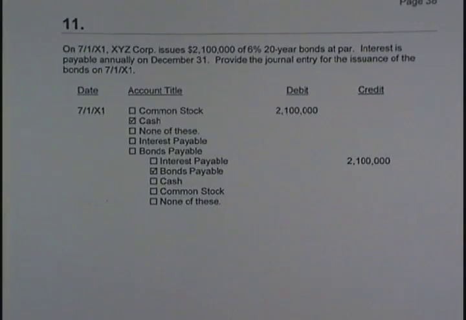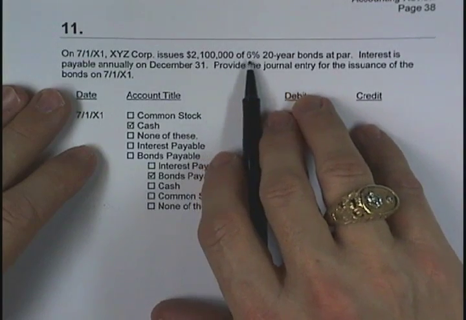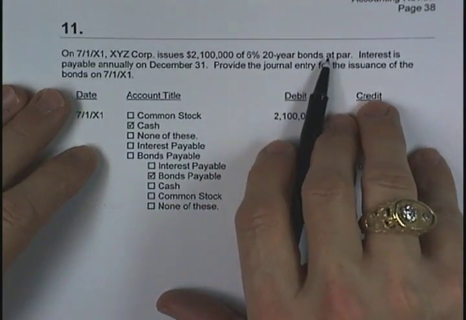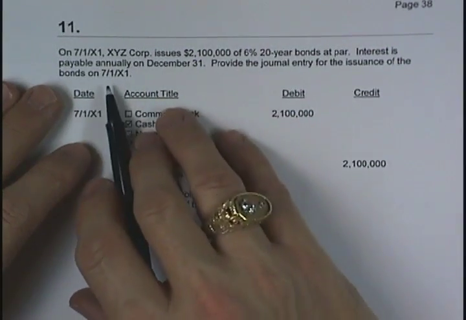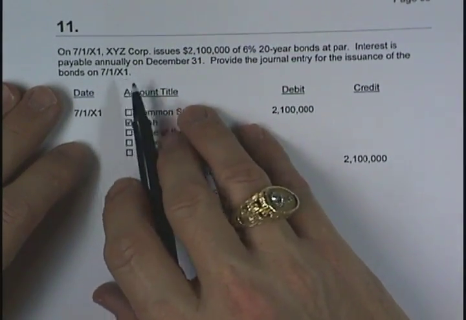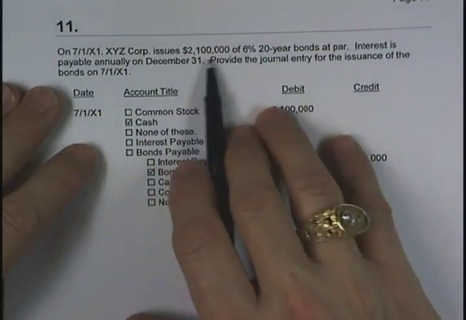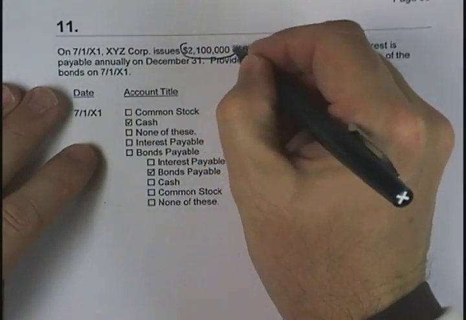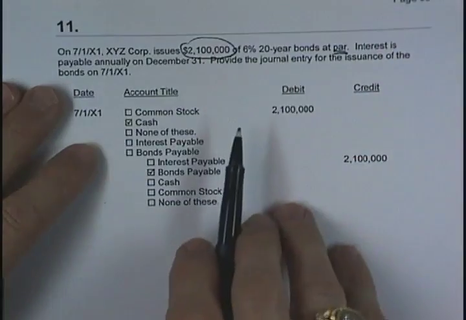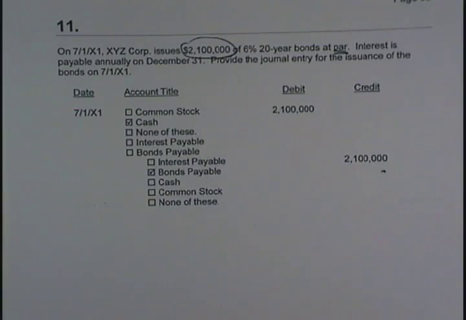In problem 11, XYZ Corporation issues $2.1 million of 6% bonds at par. The interest is payable annually. We're supposed to record the journal entry for the issuance of the bonds on July the 1st. Well, the firm gets cash, $2.1 million, from the issue of the bonds because they were issued at par. So this stated amount there is the par value, and they get all that $2.1 million, and now they have a liability, bonds payable, of $2.1 million they'll have to satisfy.